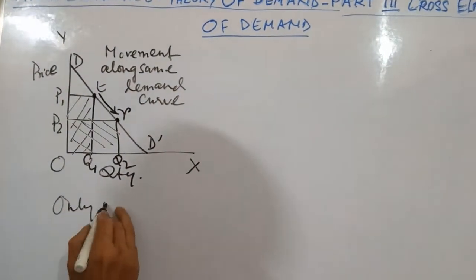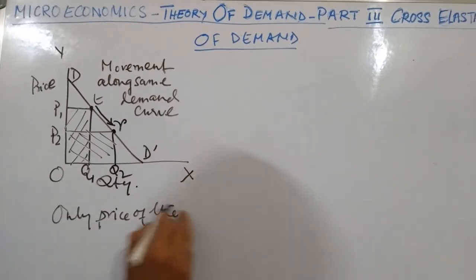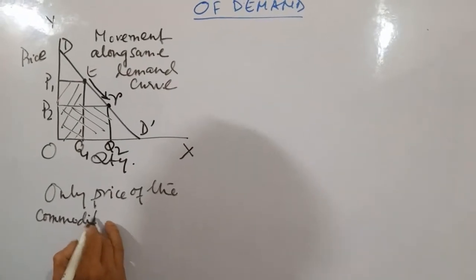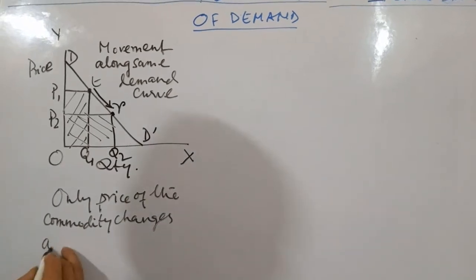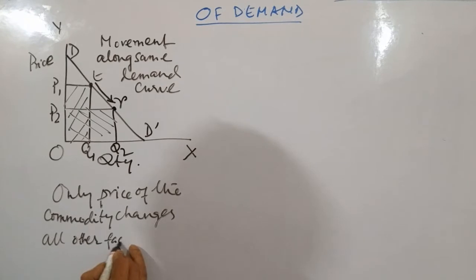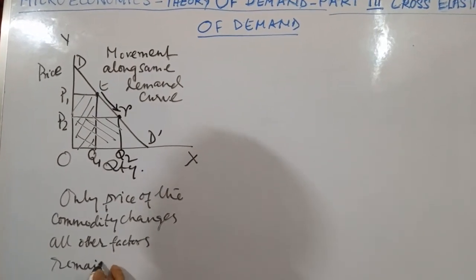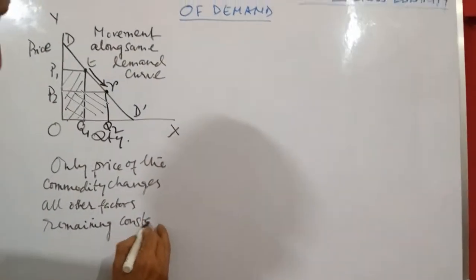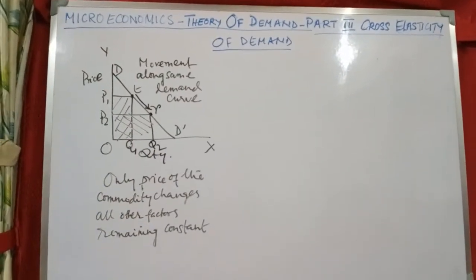Only the price of the commodity changes, all other factors remaining constant. Correct?